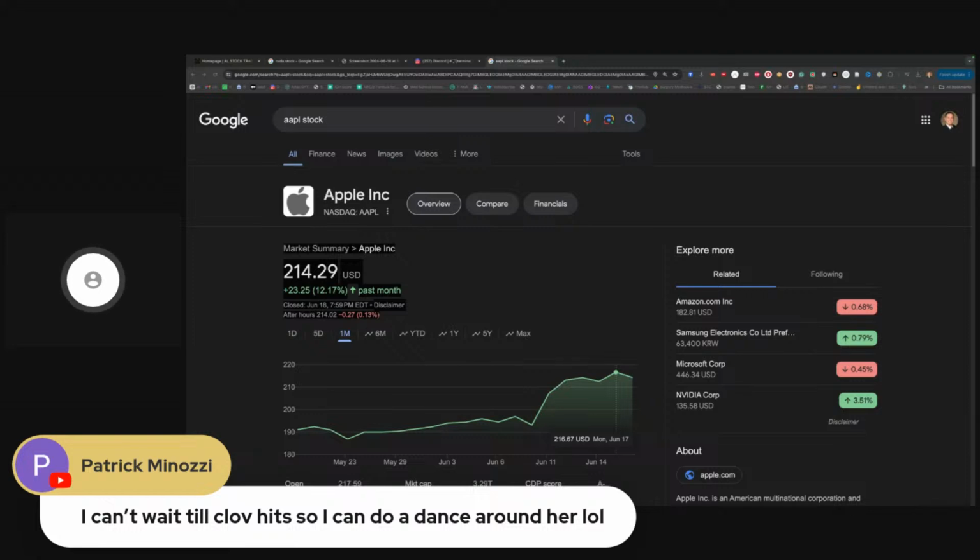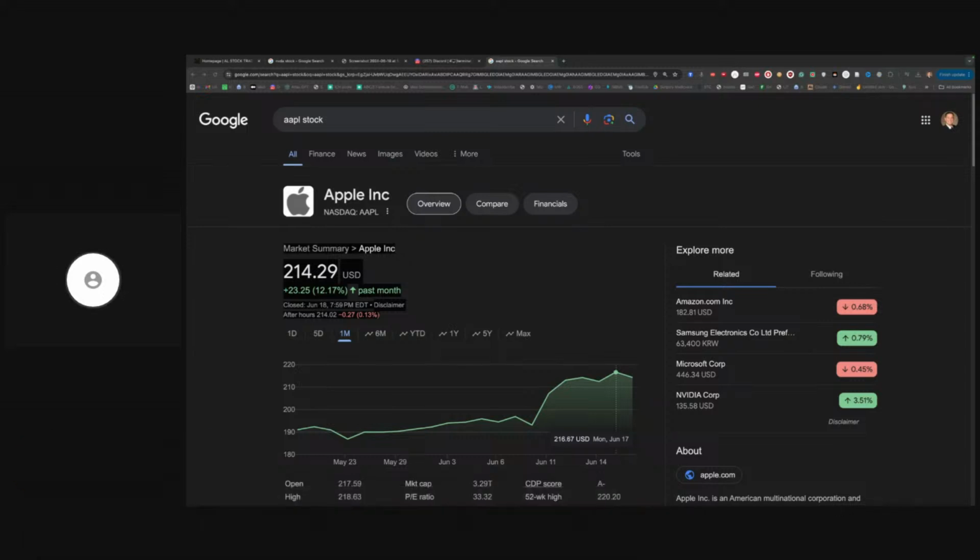I can't wait till Clove hits so I can dance around her. No, be nice there. Give her some flowers. Put flowers around her and dance around her.